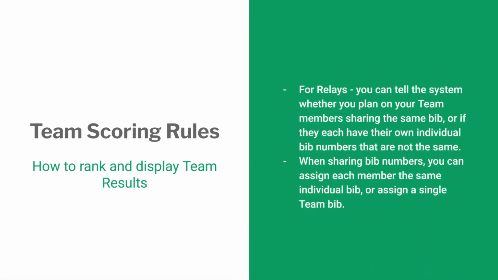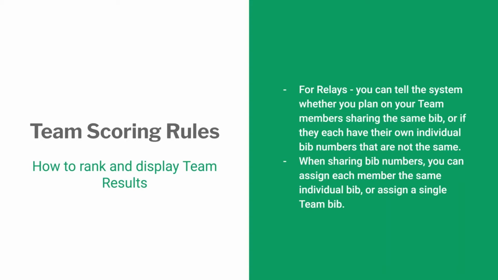Okay, so the team scoring rules. This is how to rank and display team results. So for relays, you can tell the system whether you plan on your team members sharing the same bib number, or if they have their own individual bib numbers that are not the same. So this is a big question a lot of people have, like, well, when you're setting up relays, how do you want to do the bib assignments. So you have to think about this. You have to make sure that you plan ahead. Are you going to do it with each individual having its own bib number, or are you going to do it with every individual sharing the same bib number?